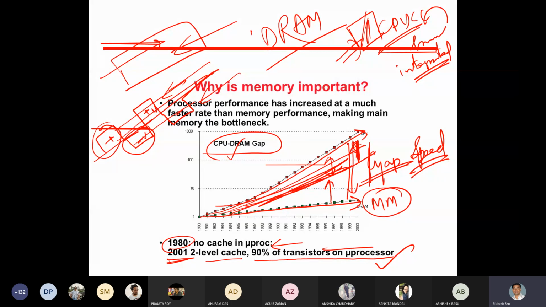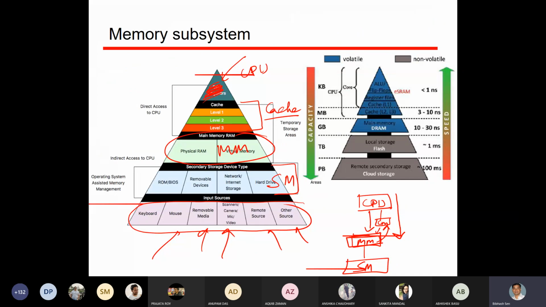Am I clear? After that, I told you main memory's speed is more than secondary but slower than the cache. That's why you will find direct access for the CPU up to main memory. Clearly understood? Direct access to the CPU up to main memory, which we call physical RAM or virtual memory, whatever it may be. But the rest of the part is indirect access. That means your hard disks or SSD, whatever, always have indirect access.